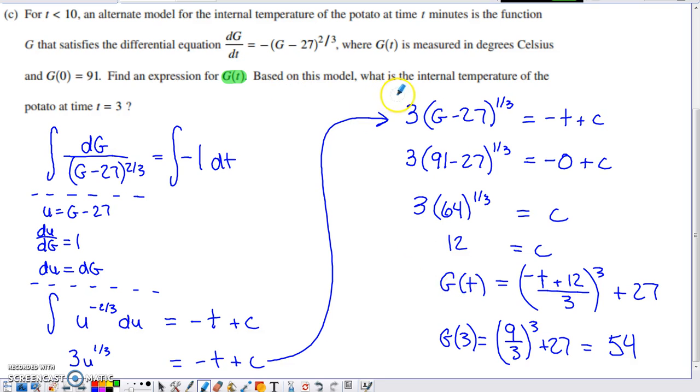And then it says, based on this model, what is the internal temperature of the potato at time 3? So if we toss 3 in place of the t, -3 plus 12 is 9. 9 divided by 3, cubed, is 27. 27 plus 27 is 54. This would have received full credit. I just decided to simplify it a little bit. So there is the potato problem.